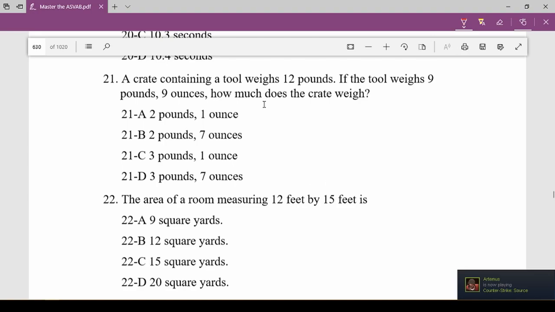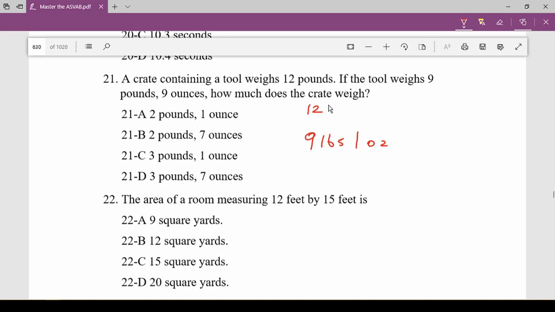A crate containing a tool weighs 12 pounds. If the tool weighs 9 pounds, 9 ounces, how much does the crate weigh? Okay, so we know the tools weigh 9 pounds and 9 ounces. And we know we're dealing with 12 pounds total. There are 16 ounces in 1 pound. So I'm going to rewrite this 12 pounds in terms of a fraction. And this should be 9 pounds, 9 ounces. I wrote a 1 there.